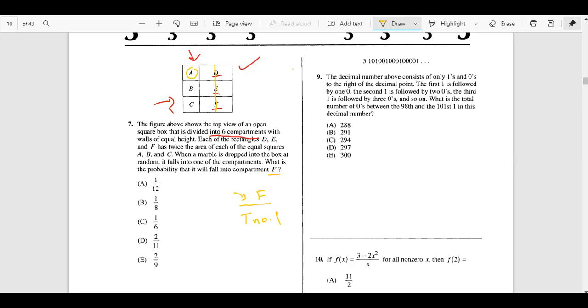Okay. Now the question says, what is the probability that it will fall into compartment F? So total is 1, 2, 3, 4, 5, 6, 7, 8, 9. We have 9 sections. And out of these 9 sections for F, we have 1 and 2, right? So this is how we calculate probability. In the denominator, we have total, and the numerator, we have the boxes that are for F only. So 2 by 9 is the answer. So E is the answer.